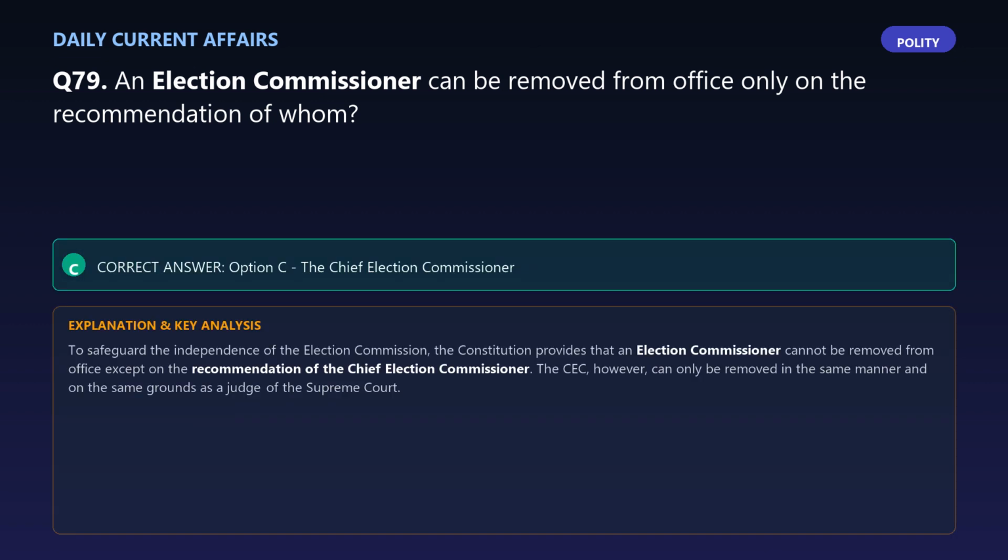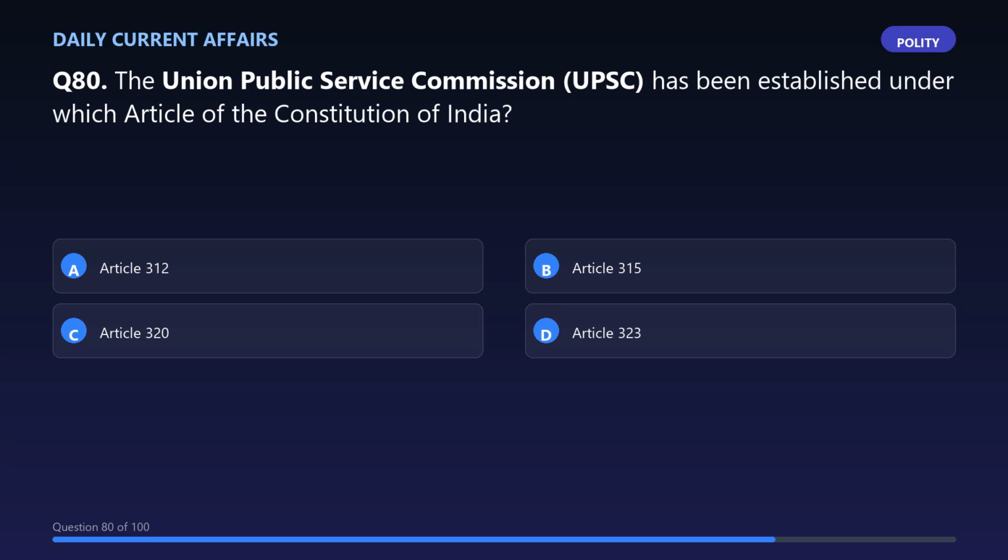The correct answer is option C, the Chief Election Commissioner. Explanation: to safeguard the independence of the Election Commission, the Constitution provides that an election commissioner cannot be removed from office except on the recommendation of the Chief Election Commissioner. The CEC, however, can only be removed in the same manner and on the same grounds as a judge of the Supreme Court. Question 80.